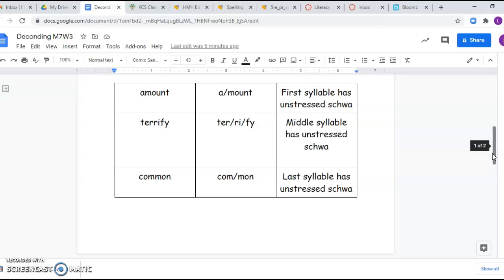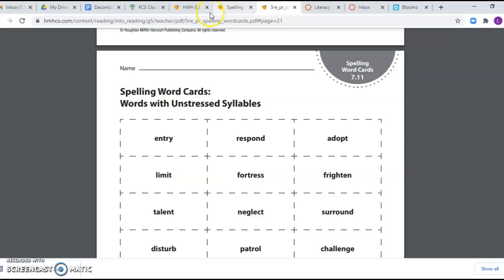If you're having difficulty figuring it out, it would help to divide the words into syllables. That might help you decide whether it's an unstressed syllable with the schwa. And if you're still having more trouble with it, you could possibly even look at an online dictionary to help you out. So what we're going to do now, I've shown you some examples. I'm going to model for you some words, and we're going to look at some more examples together.